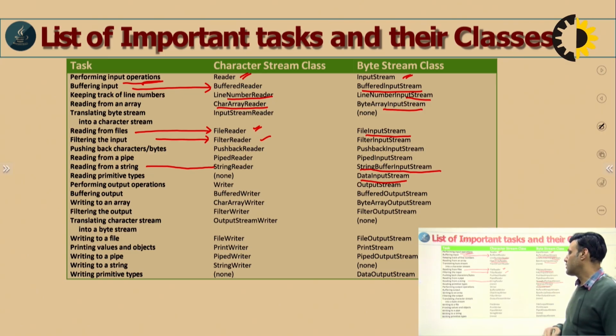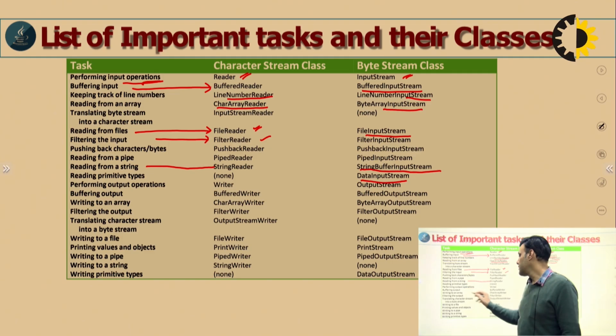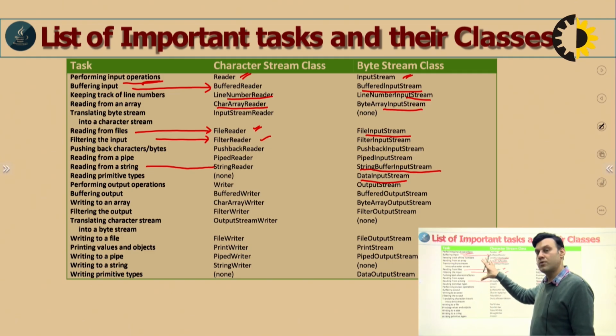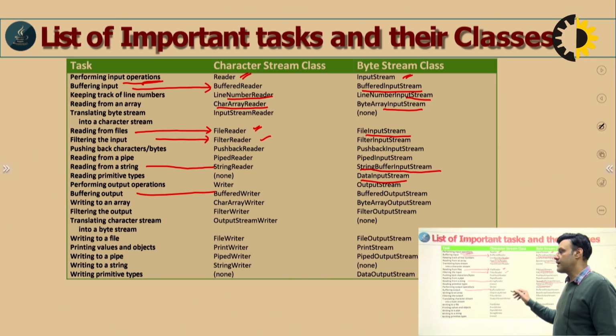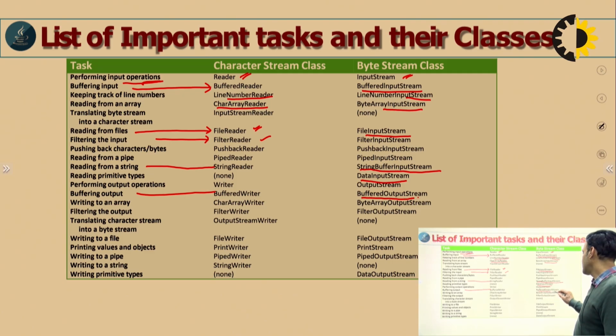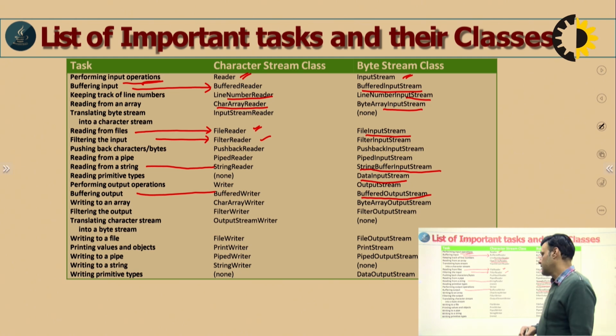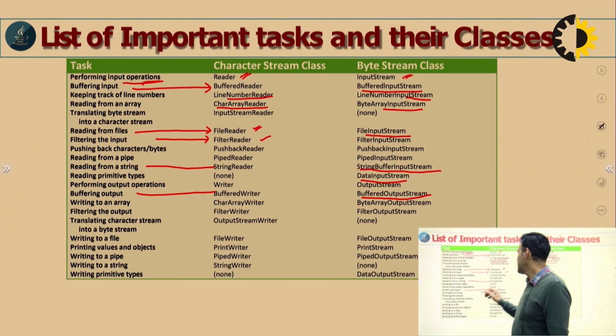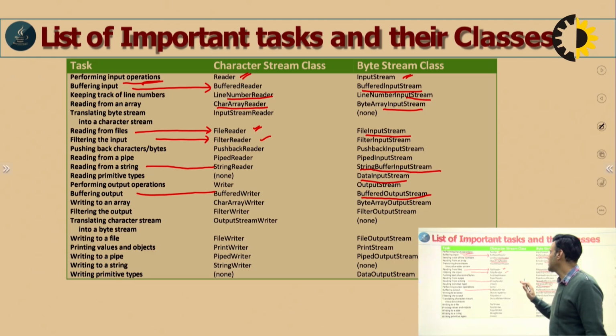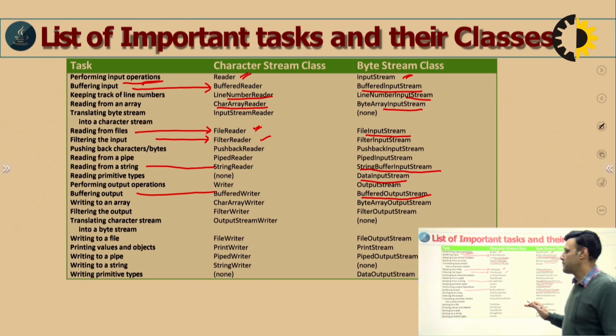Okay, buffering output, for input as well as for output. For buffering output, the character stream has buffered writer class, so we have to make an object of this buffered writer class. If we are going to use the byte stream class, then buffered output stream is there. So there are a number of important tasks and their classes that are represented here.